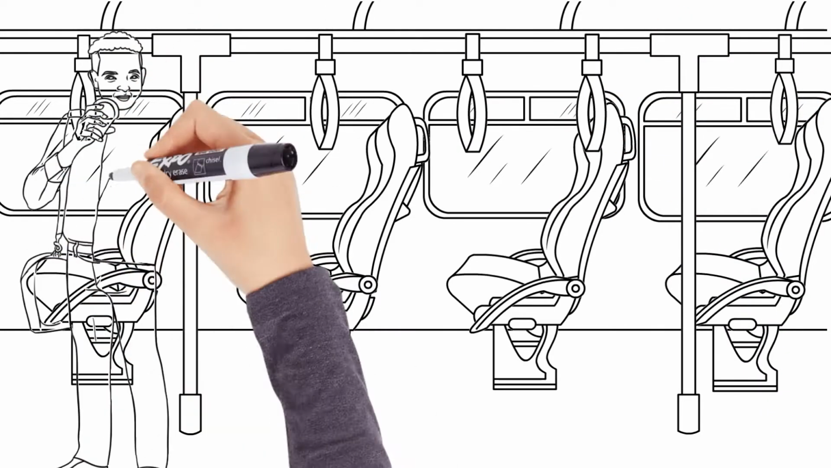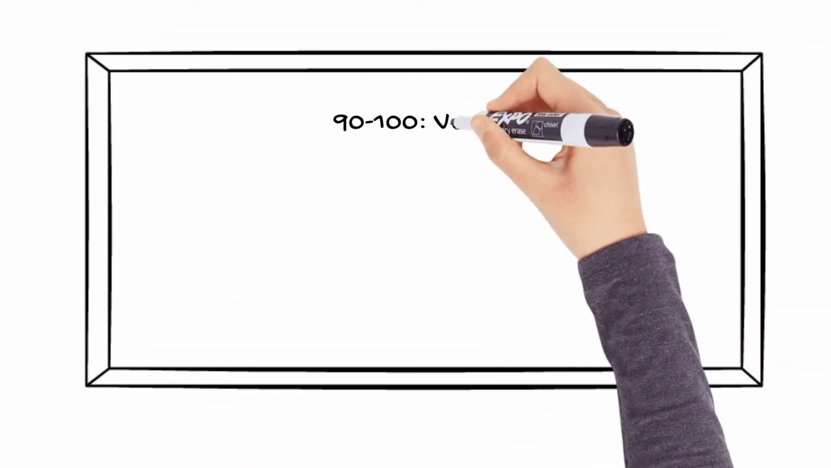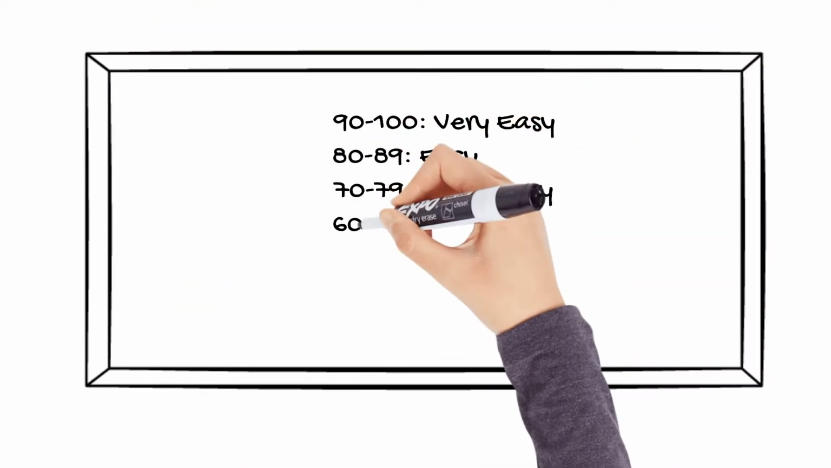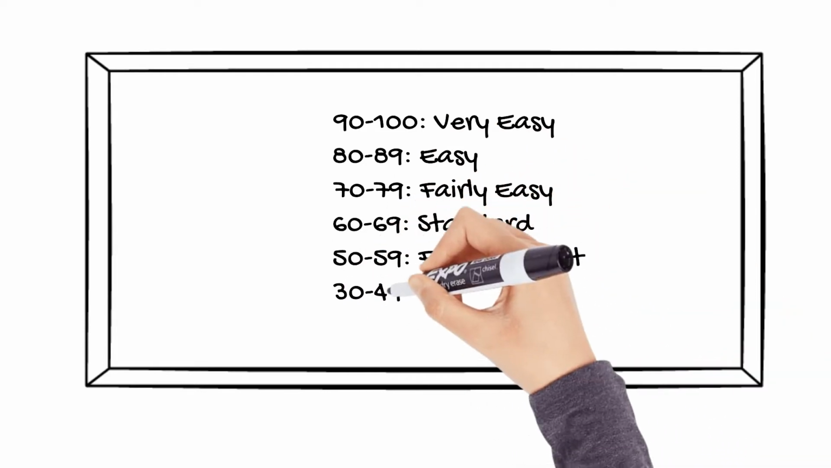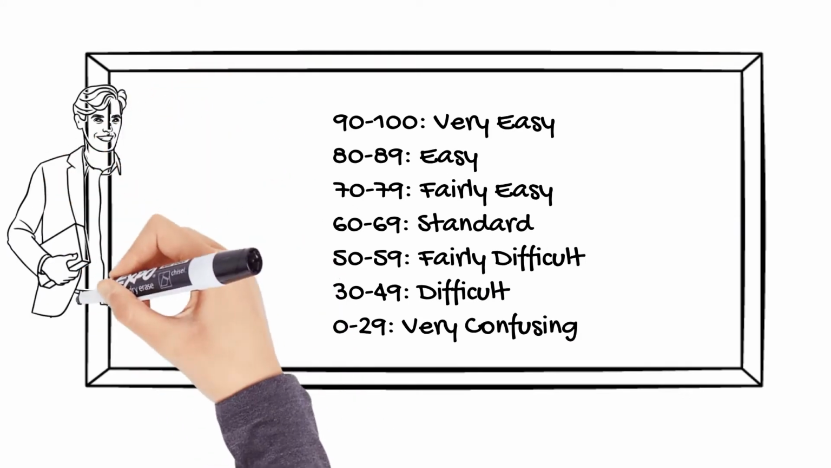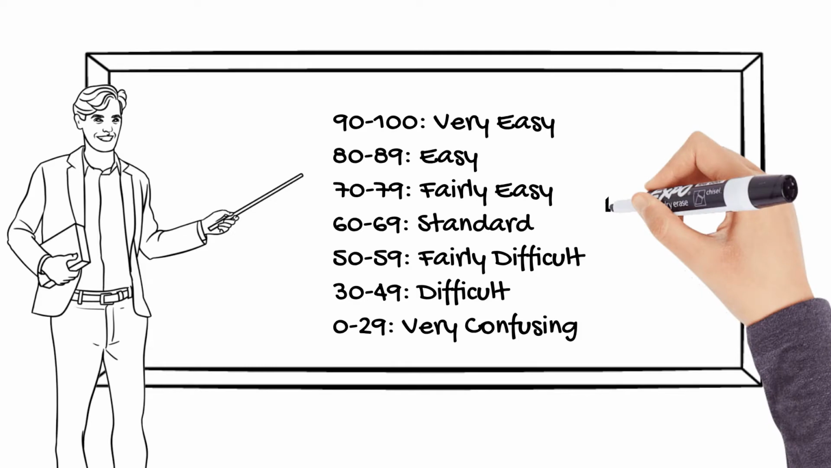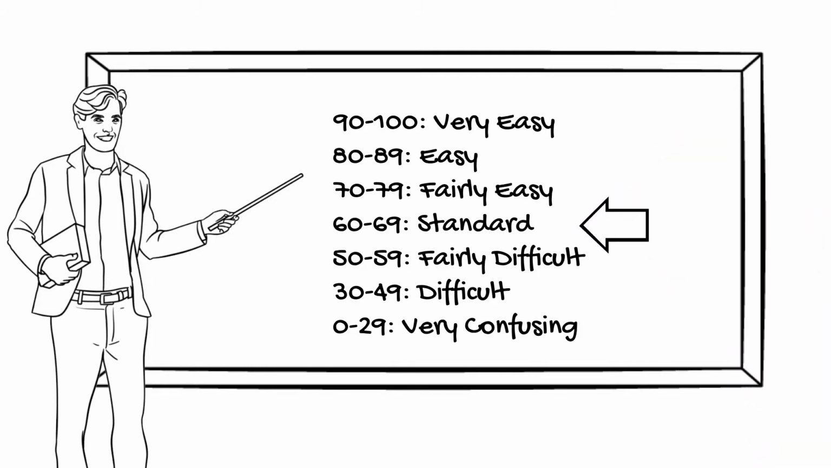According to readability formulas, the level of reading ease is measured by this range of scores: 90 to 100, very easy; 80 to 89, easy; 70 to 79, fairly easy; 60 to 69, standard; 50 to 59, fairly difficult; 30 to 49, difficult; 0 to 29, very confusing. In content creation, most people would agree that a standard Flesch reading score should be somewhere between 60 and 70. Overall, a solid Flesch reading score equates to content that is easy to follow.